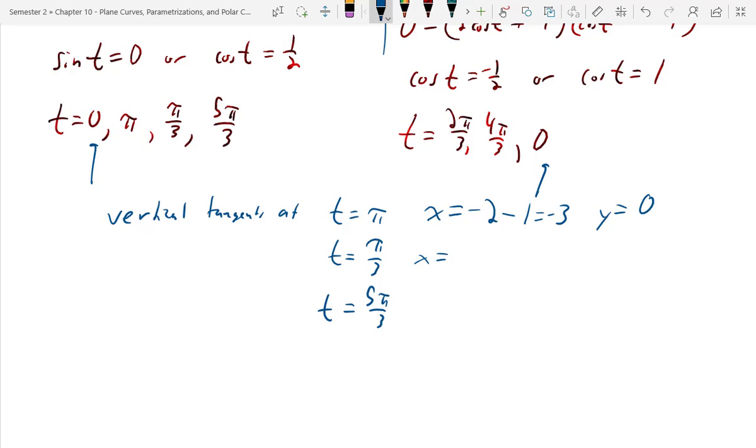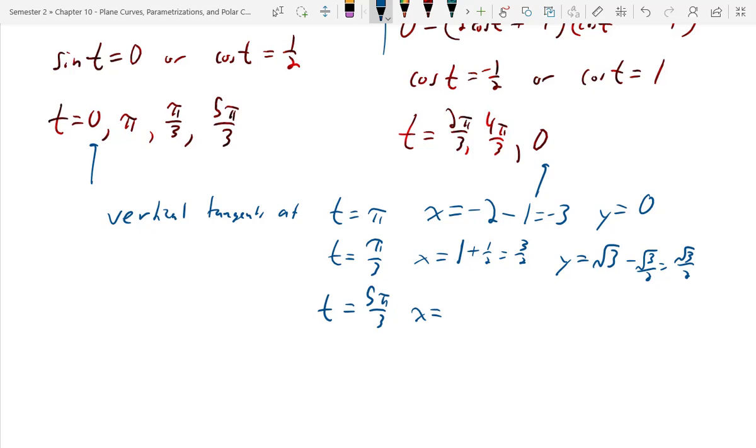Then underneath that, x is equal to cosine of pi over 3 is 1/2, so 2 times 1/2 is 1, minus cosine of 2 pi over 3, which is negative 1/2. So this is actually plus 1/2, so that's 3/2. y is equal to, plugging pi over 3 in for sine, root 3 over 2, times 2, so it's just root 3, minus sine of 2t, so sine of 2 times pi over 3, minus root 3 over 2, you get root 3 over 2.